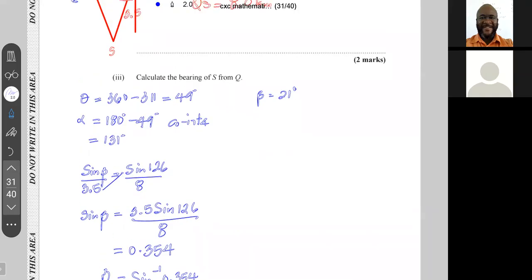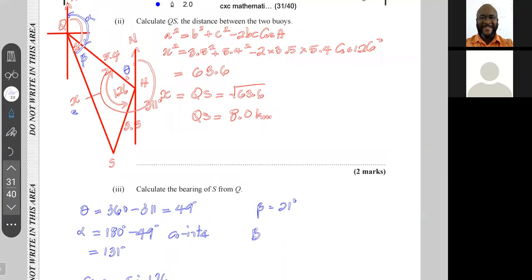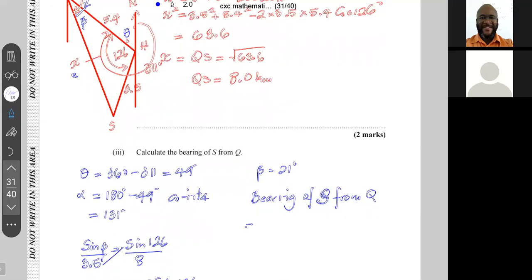Now, the bearing of S from Q is equal to alpha, which is 131, plus theta, which is 21. This is 152 degrees.